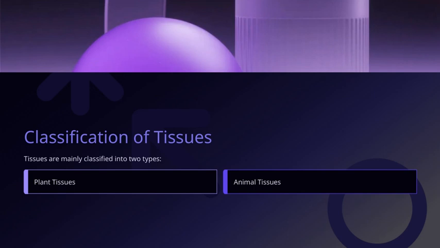On the other hand, animal tissues are organized differently and include groups like epithelial, connective, muscular, and nervous tissues. Each type plays a specific role in maintaining the body's functions, from protection and support to communication and movement. Understanding these classifications helps us grasp how complex organisms are organized at a cellular level. It also connects to the overall theme of how structure relates to function in biology. Recognizing the differences and similarities between plant and animal tissues gives us insight into their specialized roles and adaptations.